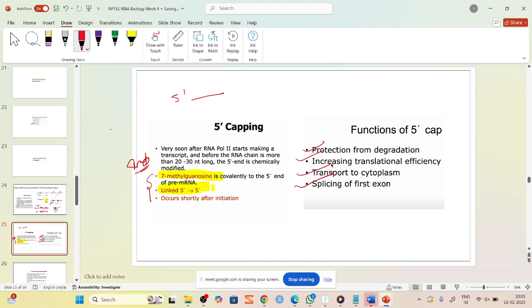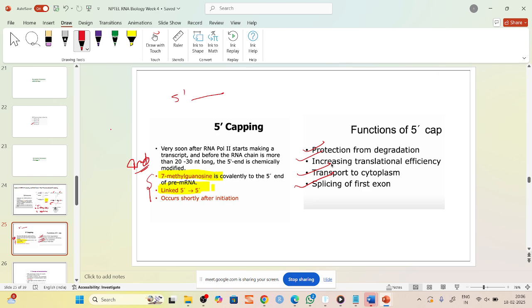Also, this 5' cap acts as a signal, and it helps in directing this RNA out of the nucleus. You need a direction, just like we have Google Maps. When we set our destination on Google Maps, we know which direction we have to go. So how does RNA know where it has to go from the nucleus? It has to be directed, and this direction is given with the help of the 5' cap. So it not only protects the RNA from degradation, it also helps in the transport of this RNA to the cytoplasm, and it increases the translational efficiency because your RNA is intact. It also helps in the splicing of the first exon, because 5' capping is the first modification that happens.